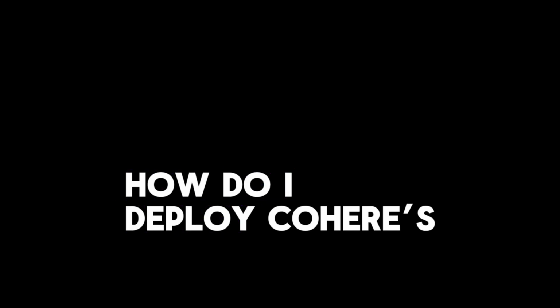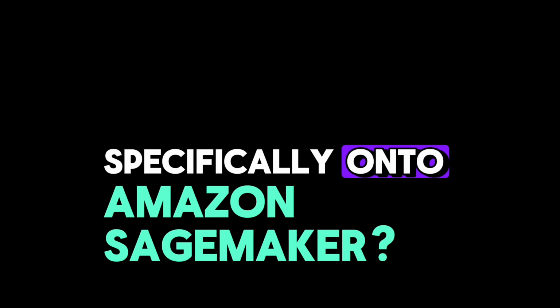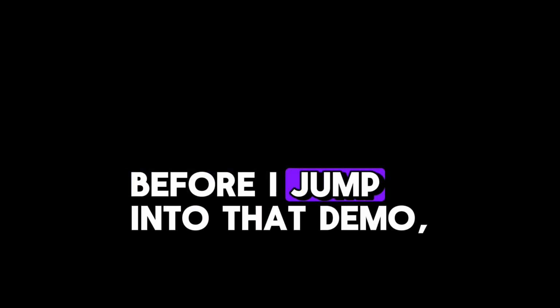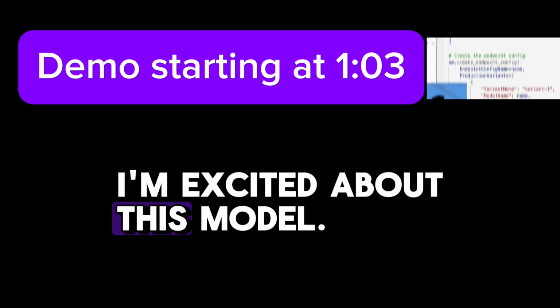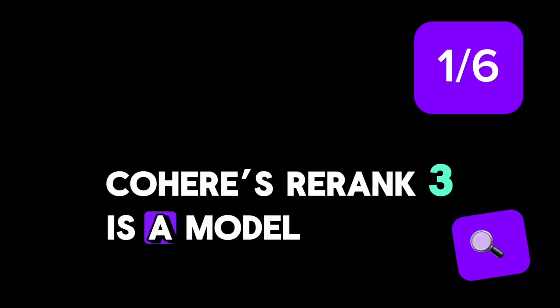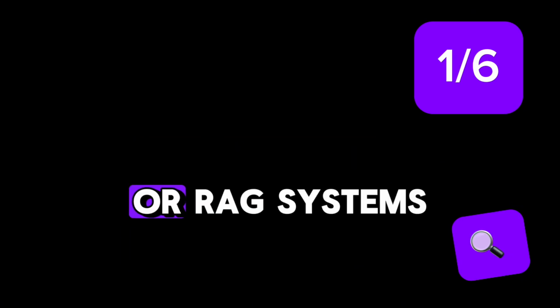How do I deploy Cohere's Rerank 3 model on AWS, specifically onto Amazon SageMaker? Before I jump into that demo, here are the 6 top reasons I'm excited about this model. Cohere's Rerank 3 is a model designed to enhance enterprise search and retrieval augmented generation, or RAG systems.